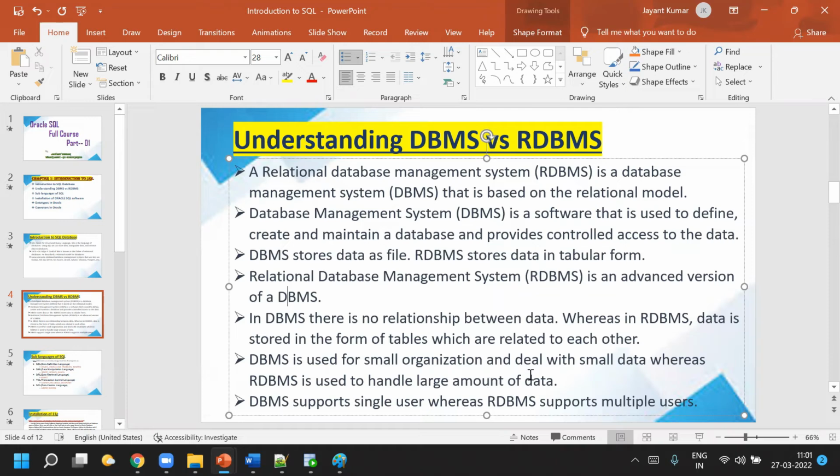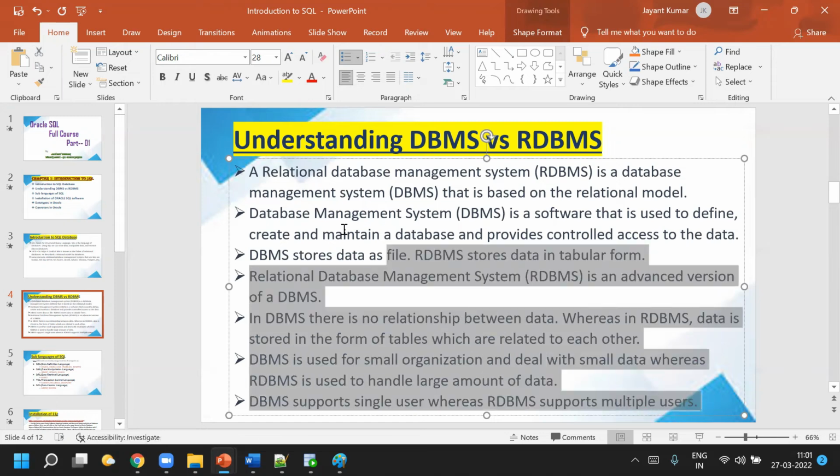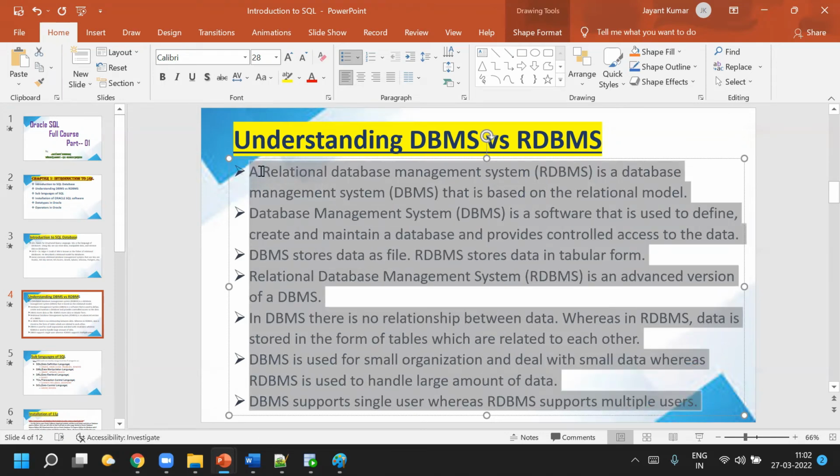DBMS is used for small organizations and deals with small data warehouses. RDBMS is used to handle large amounts of data. DBMS supports a single user, whereas RDBMS supports multiple users. So that's the difference between DBMS and RDBMS. This is one question you can expect.